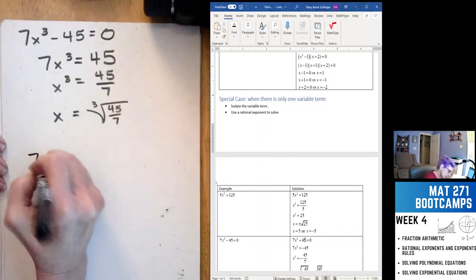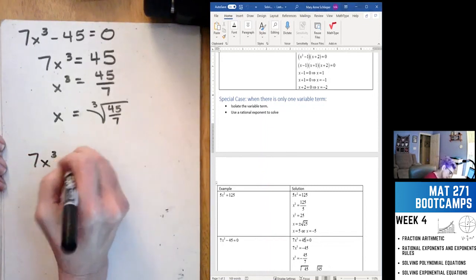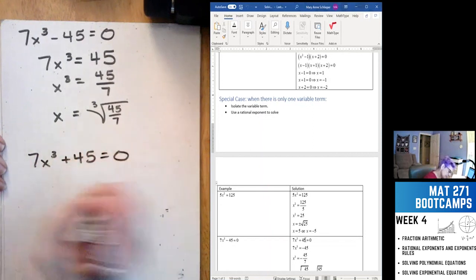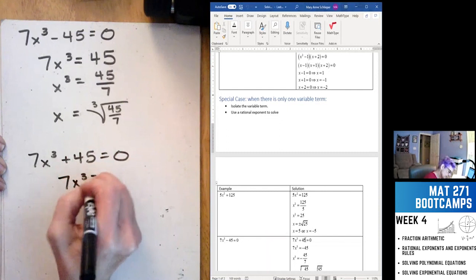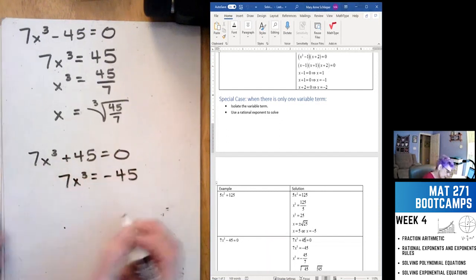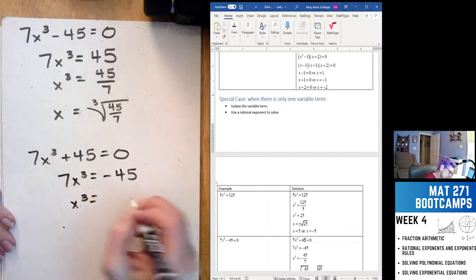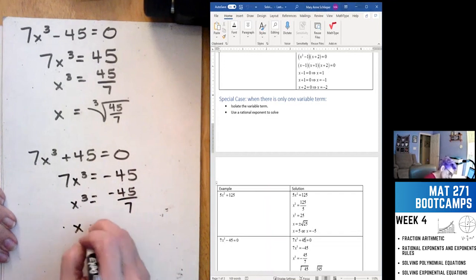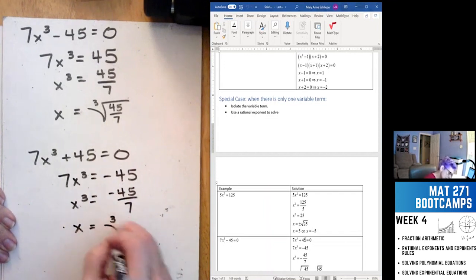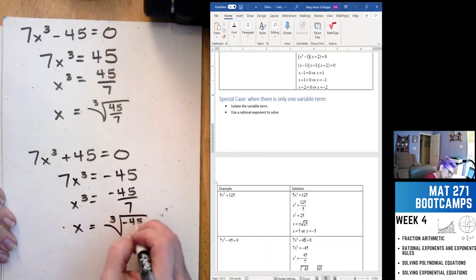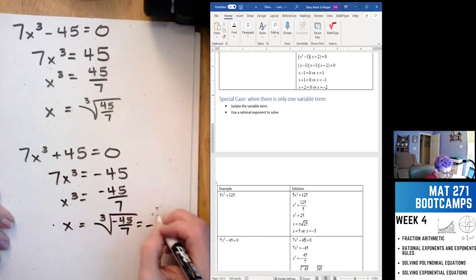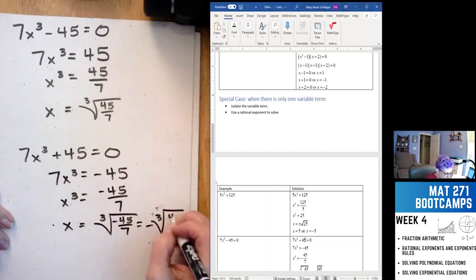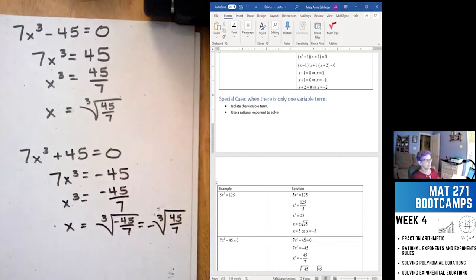And if I have it the way I wrote it in the other little box there, plus 45, then I have 7x cubed is equal to the negative of 45. So x cubed is negative 45 over 7. So x is the cube root of negative 45 over 7, which is the negative of the cube root of 45 over 7. Those have a perfect cube.